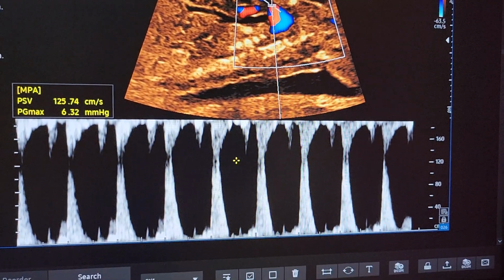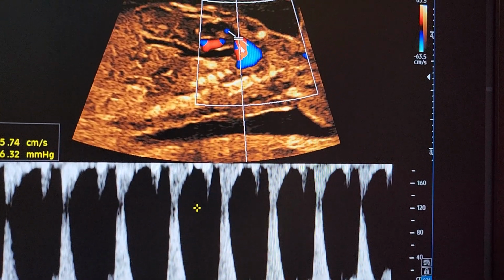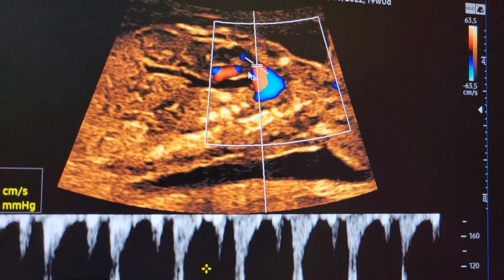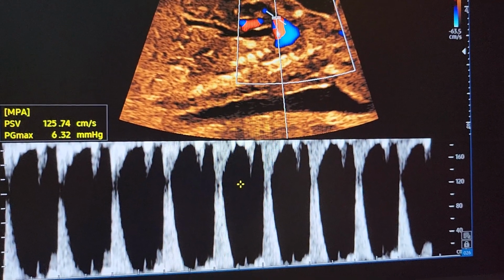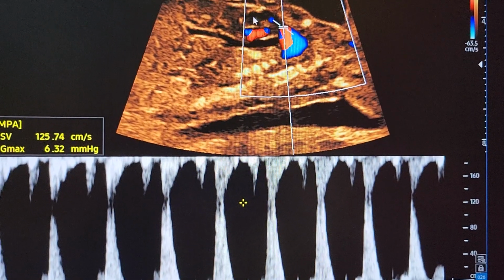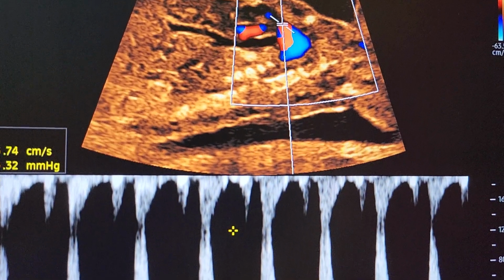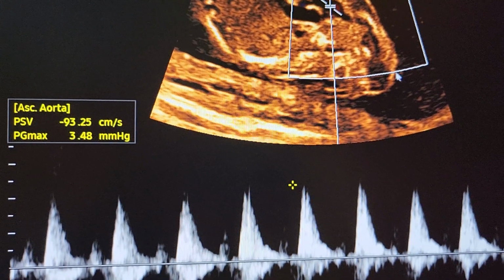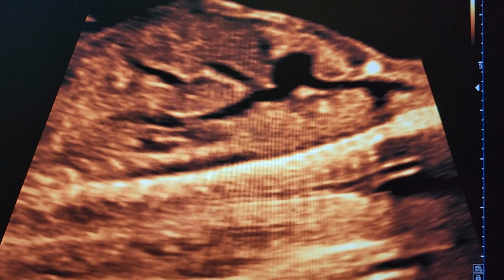Then because the RVOT showed a rigid pulmonary valve, we tried to do a Doppler across the pulmonary artery. You can see that antegrade flow is not there. There is actually reversed flow in the pulmonary artery. So this is a pulmonary valve atresia with no antegrade flow across the pulmonary artery and a reversed flow in the pulmonary artery from the ductus. The ascending aorta shows normal antegrade flow with a velocity of 93, which is normal.